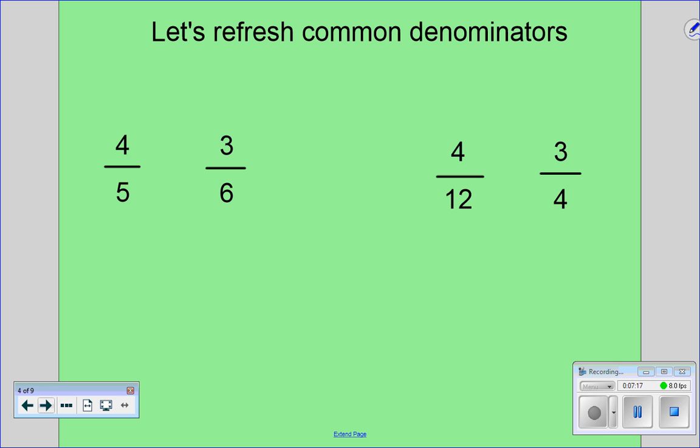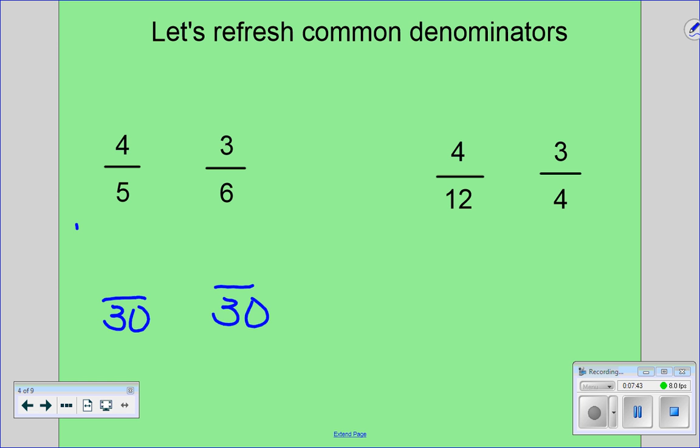If you don't know what number they both go into, guess what you can do with these two? If you multiply them, that's going to give you a number they both go into. So sometimes if you are not sure, multiply them both. After you figure out a common denominator, I always do mine on the bottom, like this. So I'm going to change these to something with 30.